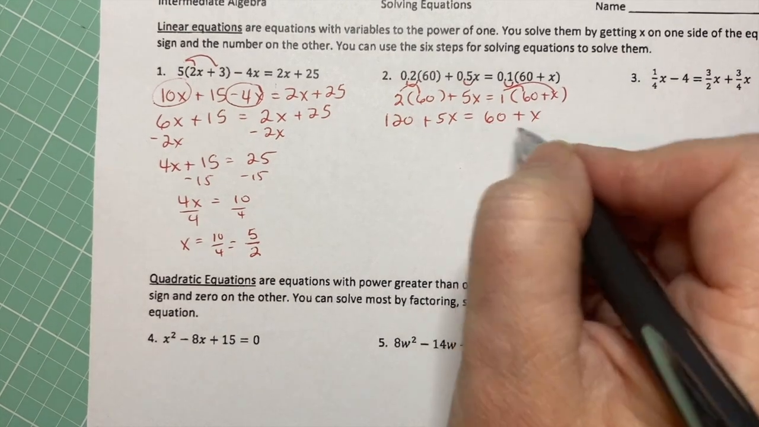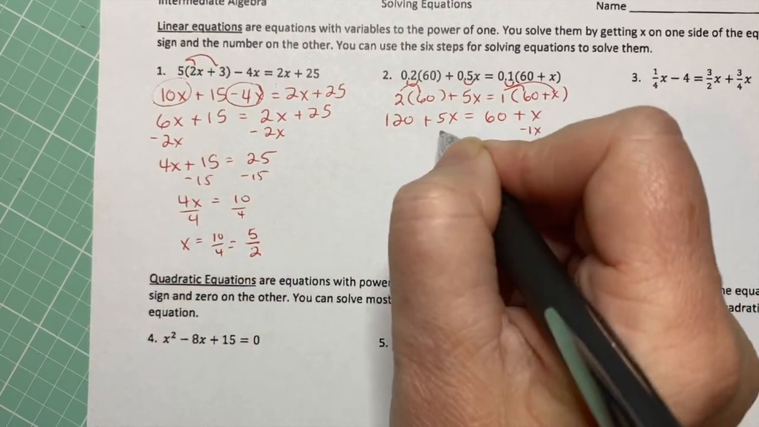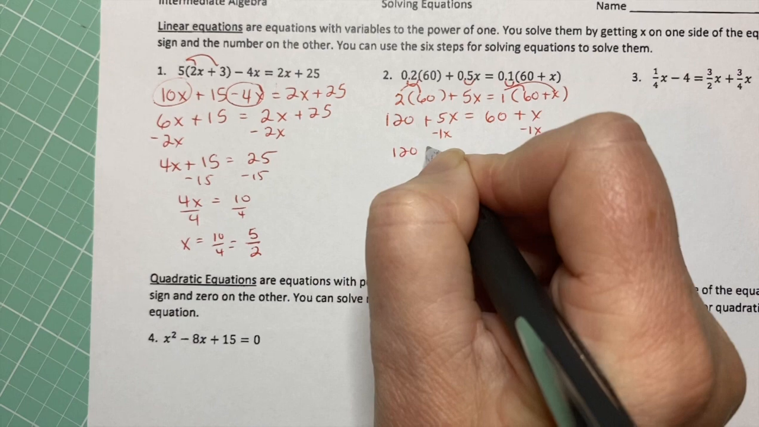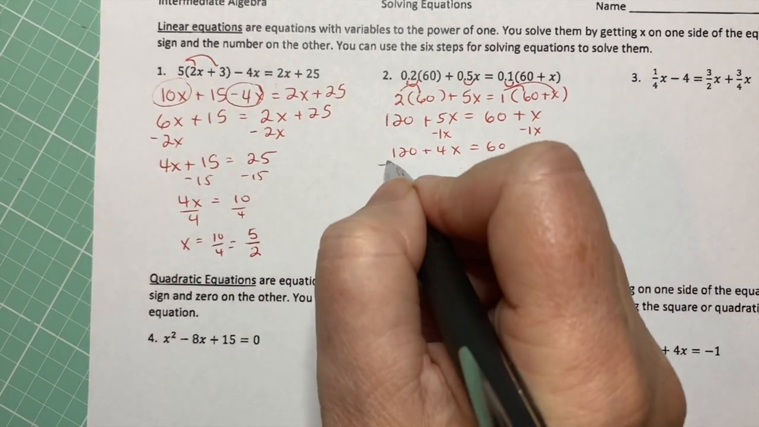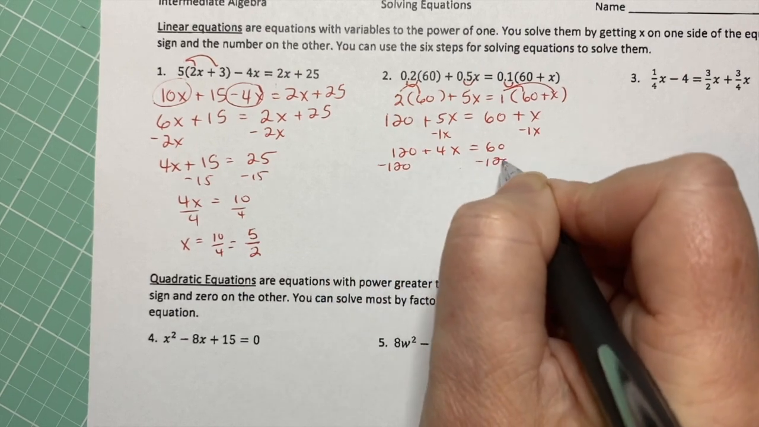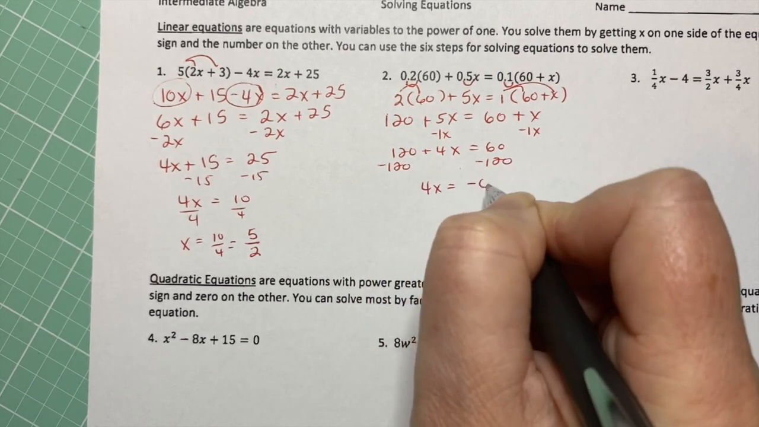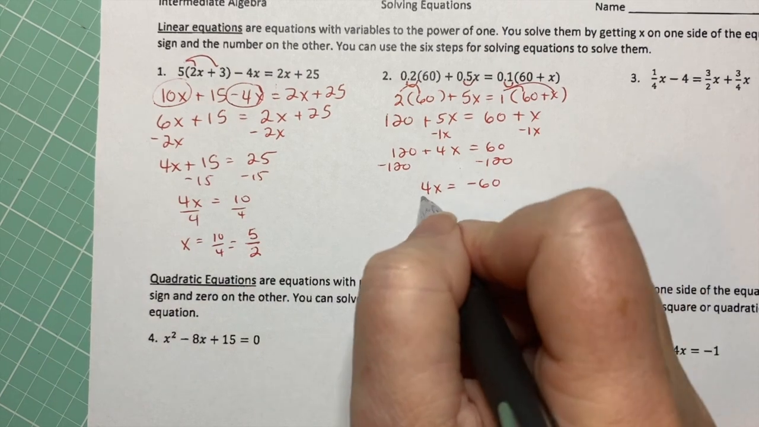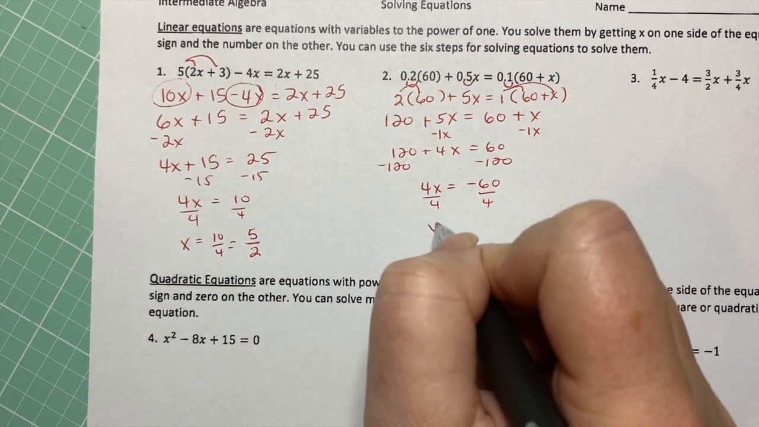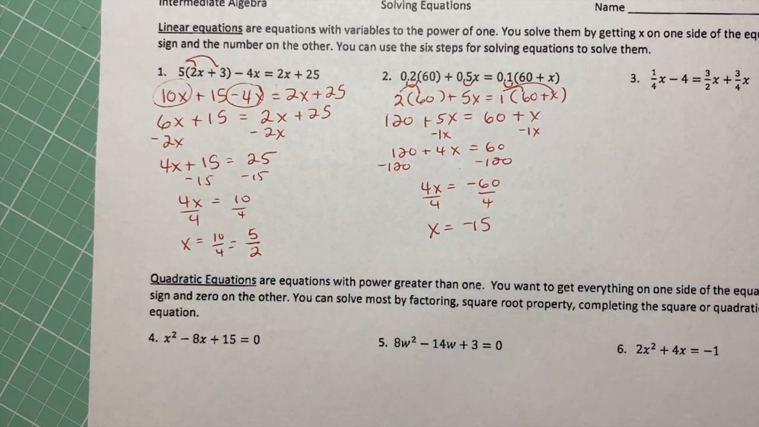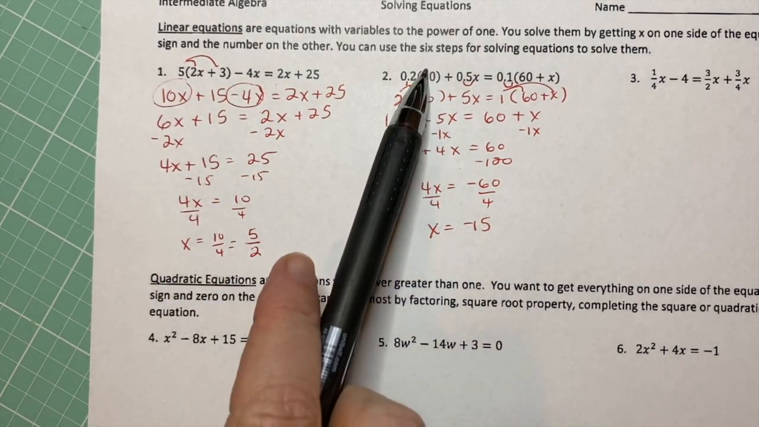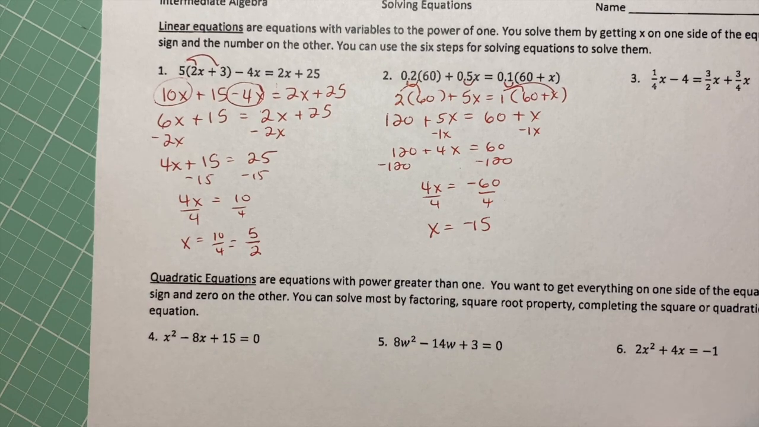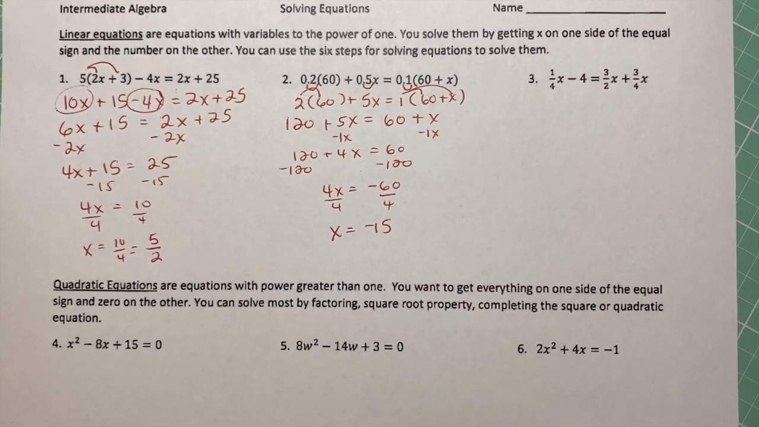Then we want to move our letter to the left. So this is like a minus 1x. Bring everything else down. Then move your number to the right. And then step 6, divide by the number in front. So x equals a negative 15. So you notice with linear equations, 1x has one answer. 1x has one answer.